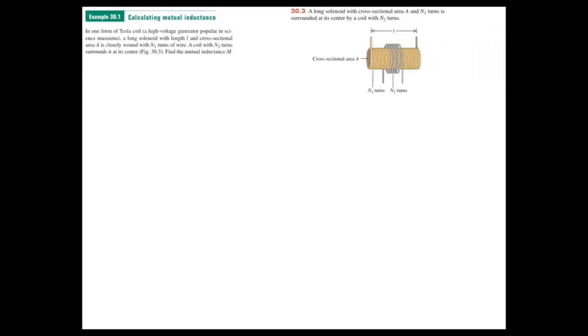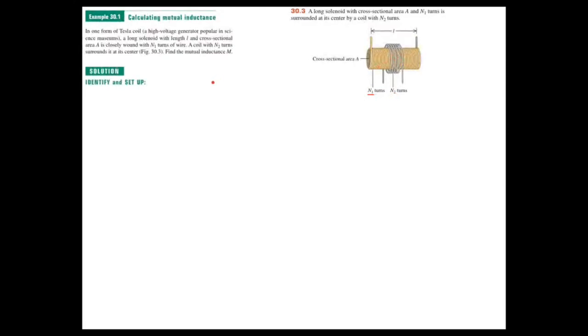In example 30.1, we're going to calculate the mutual inductance between two coaxial solenoids. The first solenoid is a long one which has a length L, a cross-sectional area, and a total number of turns N1. The outer solenoid has a total number of turns N2, and we're not given its length.